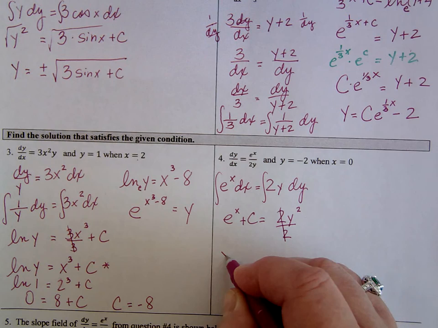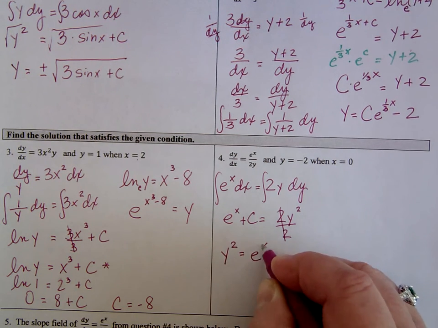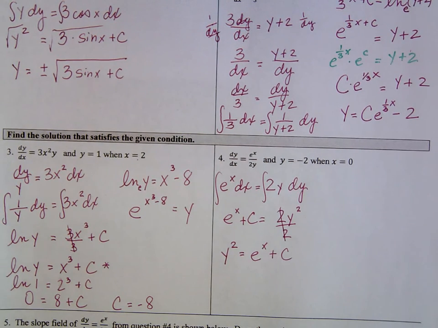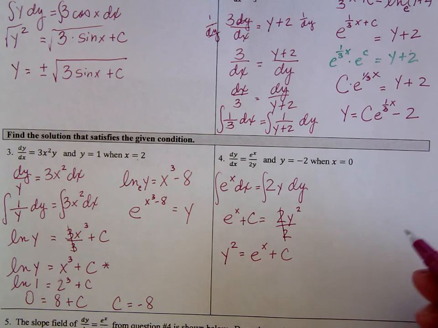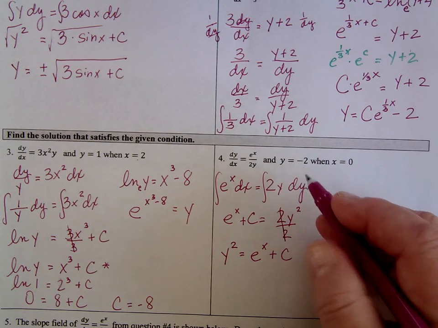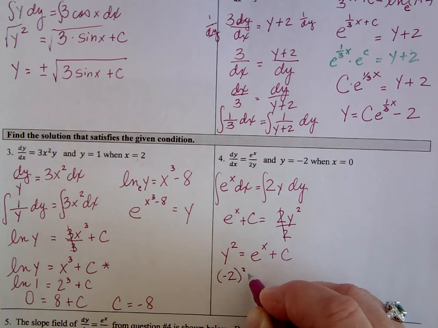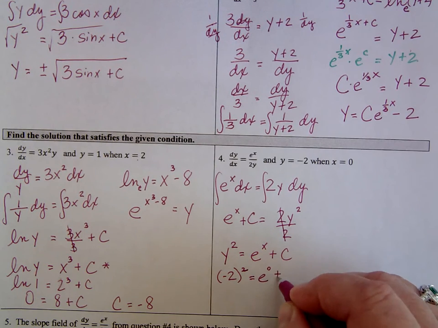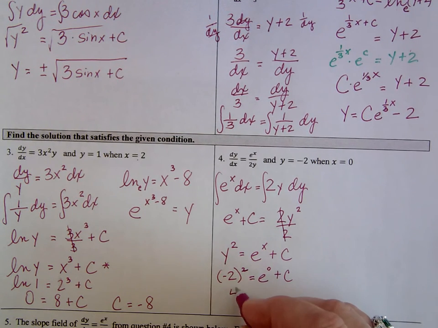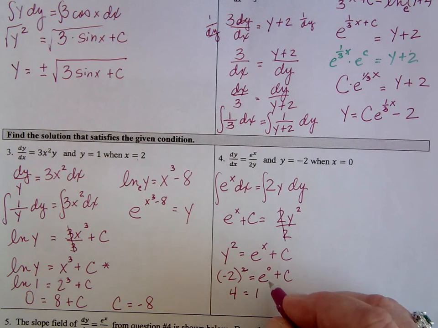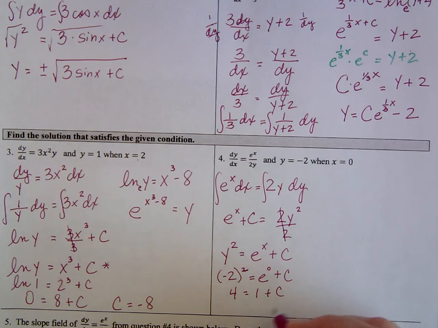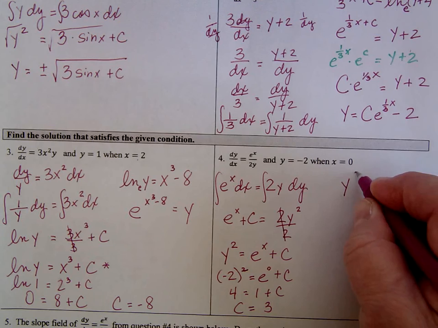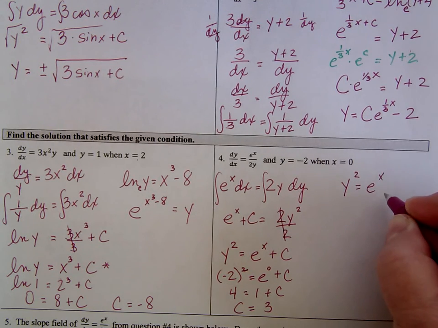I've got y squared equals e to the x plus c. And again, at this point, I want to substitute in and see if I can figure out what this c is before I solve for y. So I know that y is negative 2 squared equals e to the 0, x is 0, plus c. Negative 2 squared is 4. e to the 0 is 1. Don't forget that's not 0, it's really 1. Plus c, if I take 1 away, now my c is 3. And so here's my equation at this point. y squared equals e to the x plus 3.